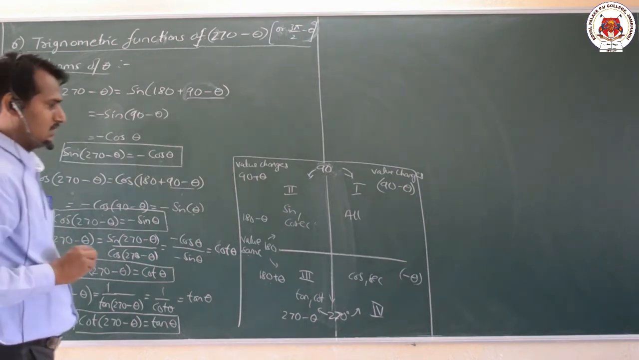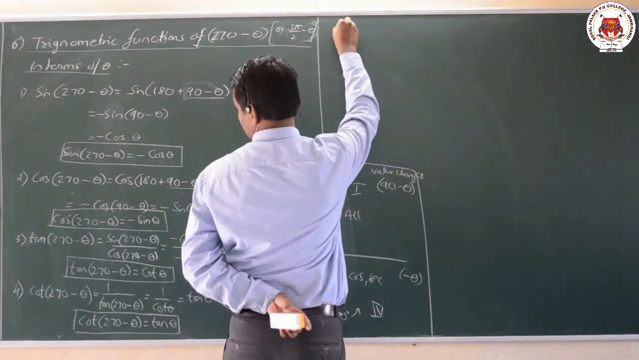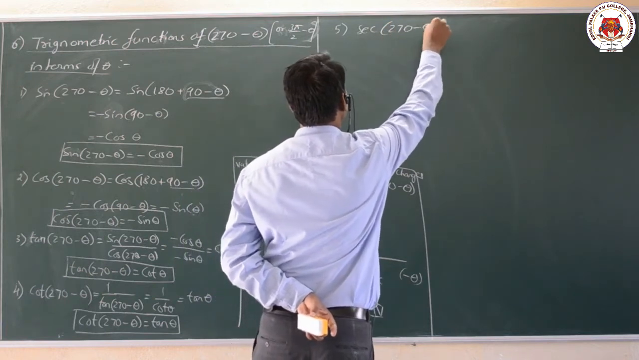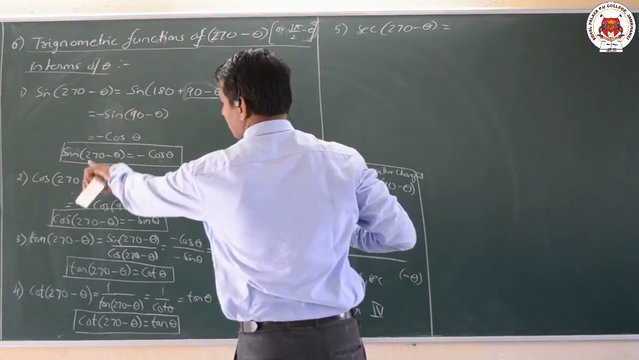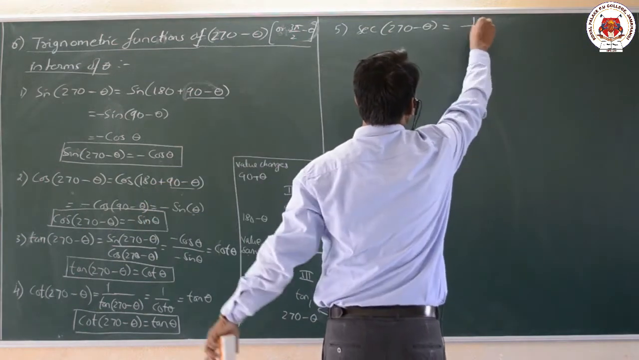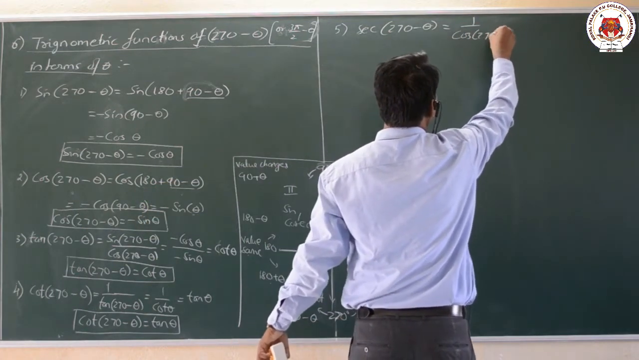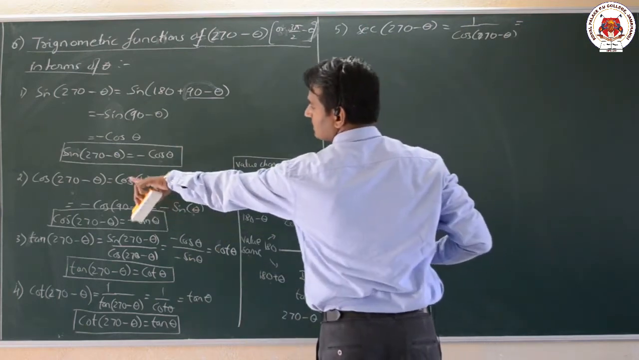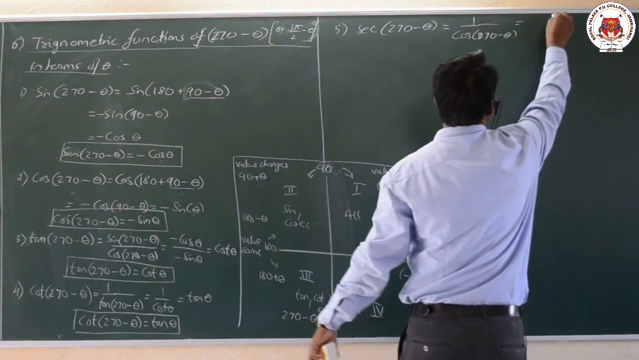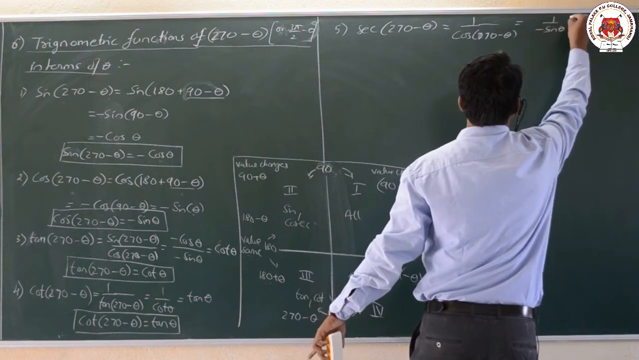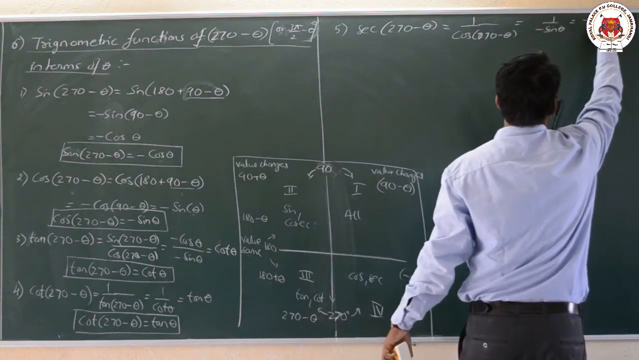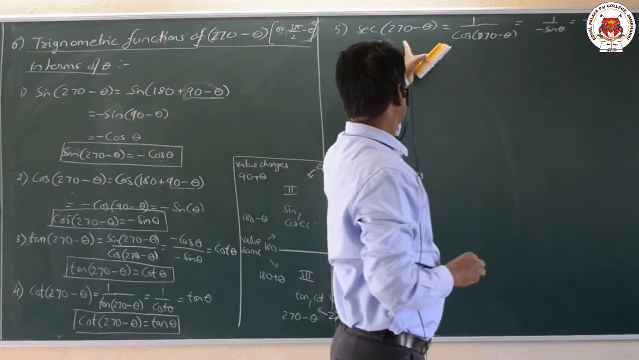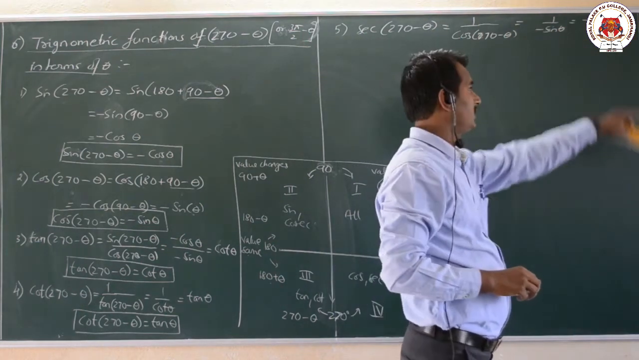Now the last two things. The fifth one, secant of 270 minus theta. Secant means 1 by cos, so 1 by cos of 270 minus theta, that is 1 divided by minus sin theta. 1 by sin is cosecant, so minus cosecant theta. Secant of 270 minus theta means minus cosecant theta.